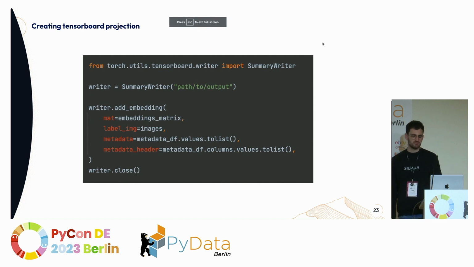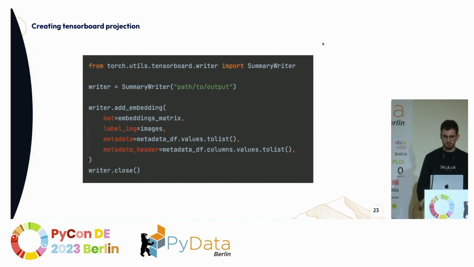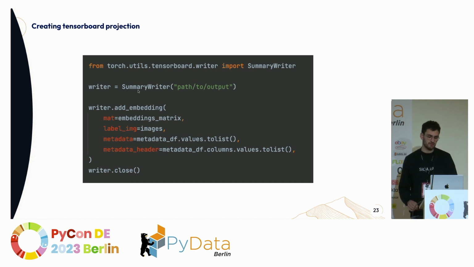So how to create such a projection? It's a bit harder with TensorFlow, but much easier with PyTorch. You just use the SummaryWriter from the TensorBoard plugin, create it, and then call the add_embedding method with your matrix of embeddings, your images, and some metadata, like the classes. Then you can launch that, and you get this great representation. You can click on t-SNE, PCA, and there are many other things you can explore.